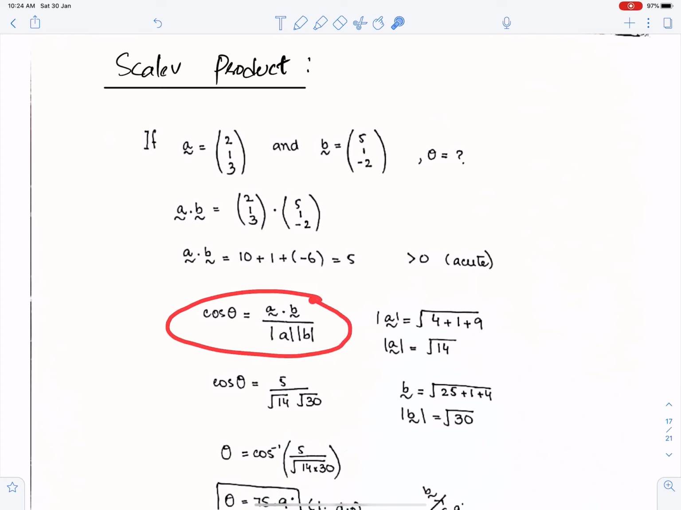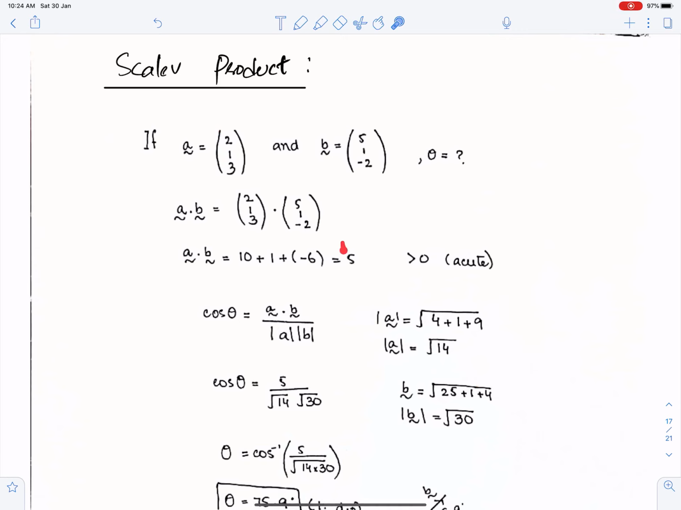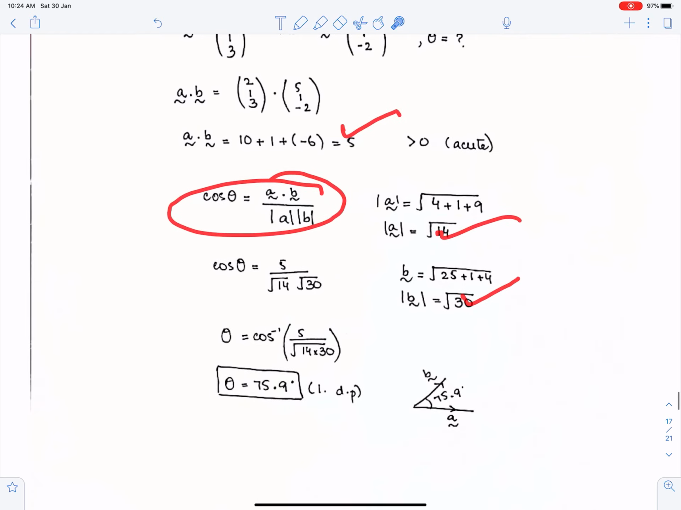This is the formula of the dot product. Get the magnitude of A and then magnitude of B. Substitute this 5, this and this into this formula. And this is the angle between these two vectors A and B. And it's acute.